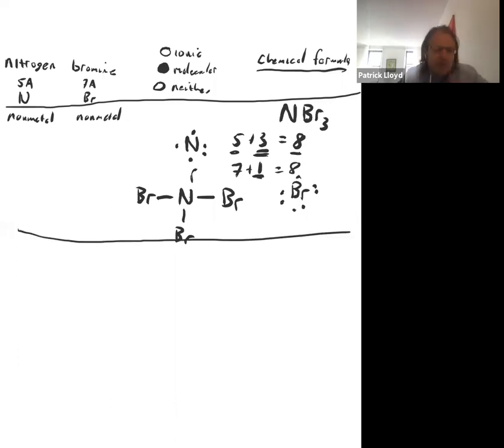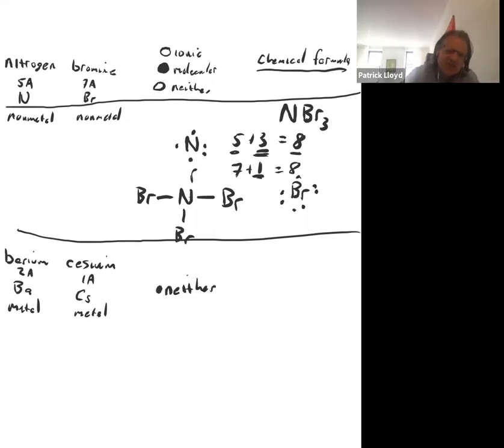So that one's pretty straightforward. Let's see what the second one is. The second one is barium and cesium. Well, barium is in group 2A, so that means it's a metal. Cesium is in group 1A, so that means it's a metal. So if it's a metal and a metal, it's not ionic because ionic is metal with nonmetal. It's not molecular because molecular is nonmetal with a nonmetal. So that means it's neither. You might ask, well, if it's neither, what is it? And it turns out it's a mixture.